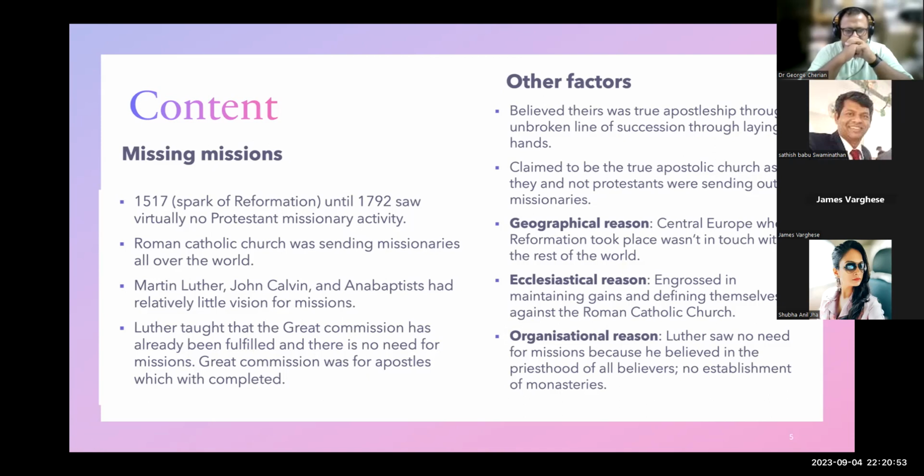Part of the reason was that Luther taught that the Great Commission had already been fulfilled and there was no need for mission. They believed that the apostles were put in charge of the commission because of what Jesus had told them. So they believed that the apostles had already gone out to the whole world and completed the mission. Now there is no need to be part of the Great Commission because the original people Jesus had told it to had already completed the job. That is what they believed. These were the main factors based on the leadership and their lack of vision.